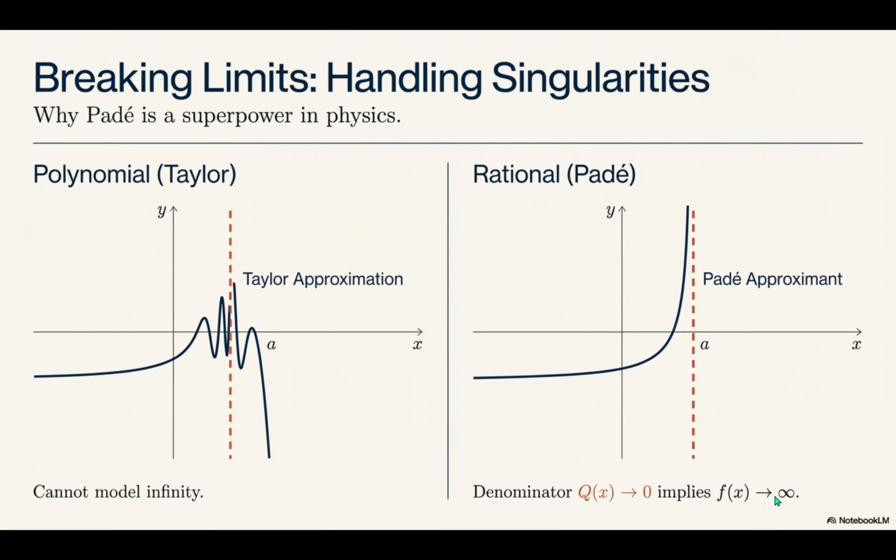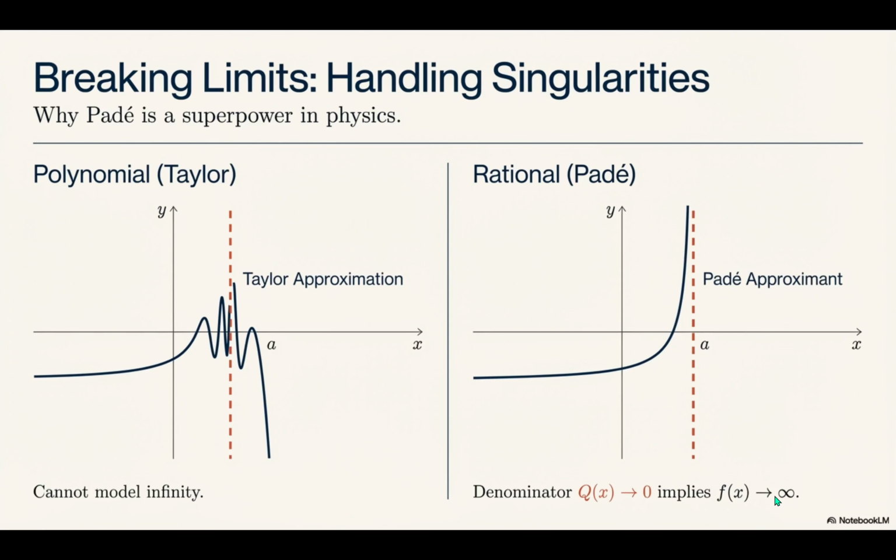It can naturally model a pole. If the physical system has a resonance point where energy spikes, the Pade approximant says, I can do that. I just set my denominator to 0 right there. That is profound. It doesn't just approximate the curve, it predicts the structure of the breakdown itself. It predicts the location of poles that are completely invisible to the Taylor series.